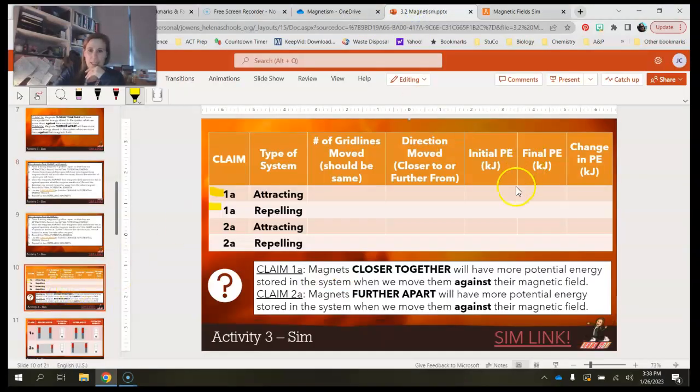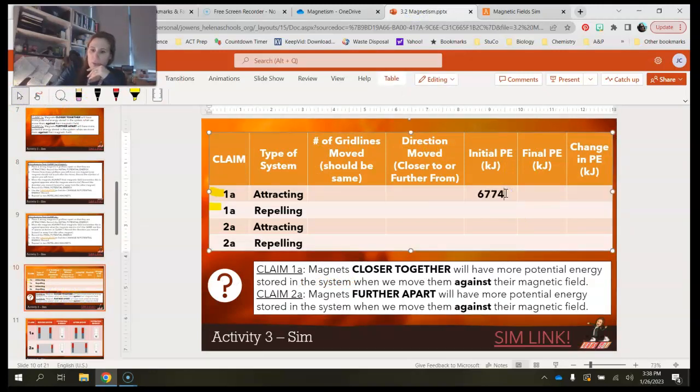6774.9. So we're going to go down to slide 10. Our initial potential energy, 6774.9. Then we are going to determine which way we're going to move our magnets.